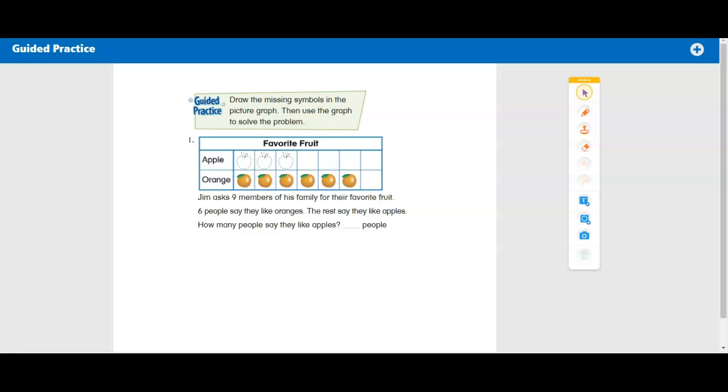Now, let's look at our guided practice together on page 266. Our directions tell us to draw the missing symbols in the picture graph, then use the graph to solve the problem. Our picture graph says favorite fruit. It has apples and oranges as the categories. It says Jim asks 9 members of his family for their favorite fruit. 6 people say they like oranges. The rest say they like apples. How many people say they like apples?